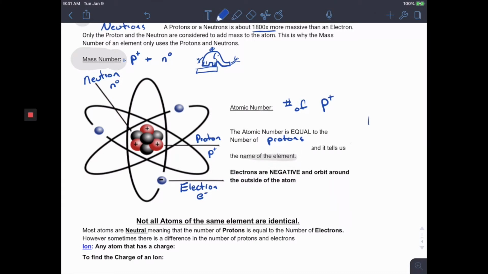So for example, hydrogen, all hydrogen atoms have one proton. If you have one proton, you're hydrogen. If you have two protons, you're no longer hydrogen. You've turned yourself into helium. Okay, and it continues like this.